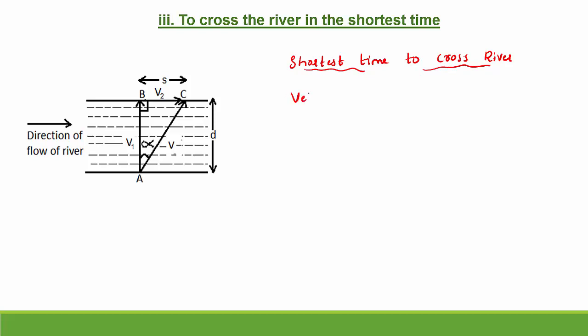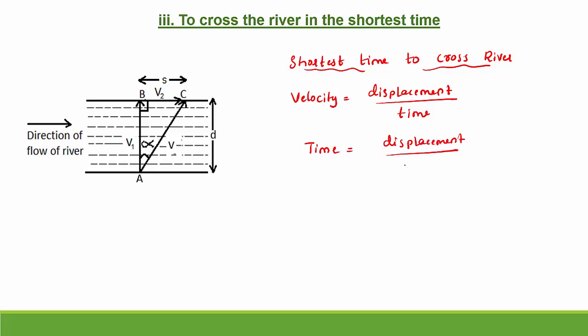Generally, we know the expression for velocity. What is velocity? Rate of change of displacement. So we can write displacement divided by time. That gives velocity. But we want time here, so this equation can be written as time equal to displacement divided by velocity. What is the displacement of the swimmer here? He intends to move along AB, but because of river flow, he is swimming along AC. This is the displacement. So we can write AC divided by V.